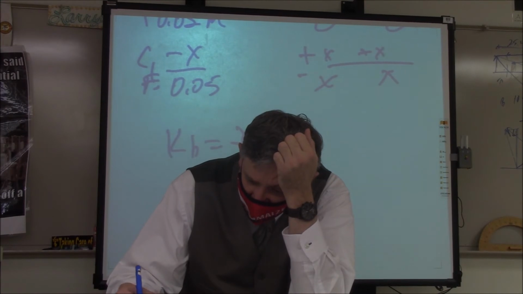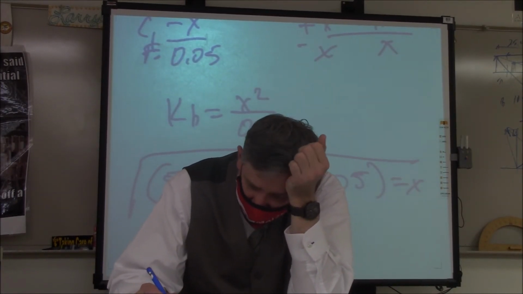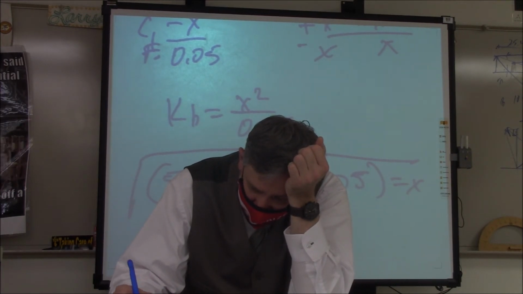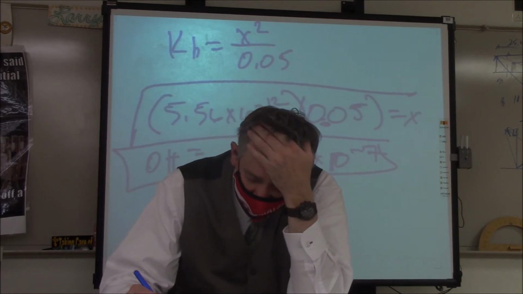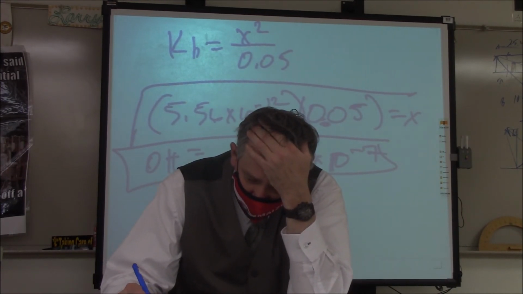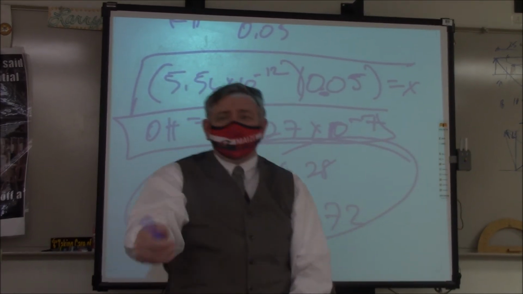I'm going to multiply that by 0.05, take the square root, and that's going to get me my hydroxide ion concentration, which is 5.27 e to the negative 7th. So then you get a pOH of 6.28, and you get a pH of 7.72.